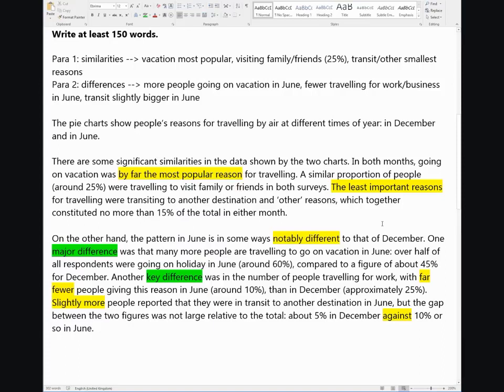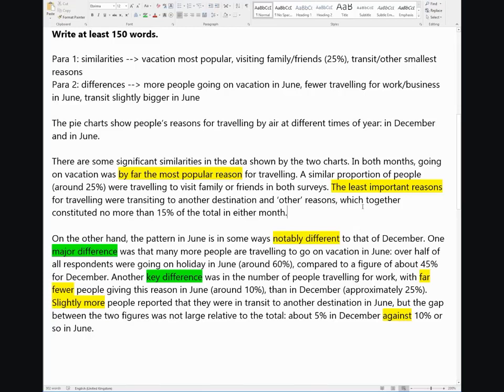Okay, what else? So let's just review quickly. In terms of task achievement, I think this definitely covers everything. It covers all of the data from the charts. I haven't listed every single figure, but I have included every single piece of data in some way. So that would, I think, get me a high score for task achievement. I haven't left anything out. I've also given examples and data where necessary. I've supported my ideas, so that's also important for task achievement.